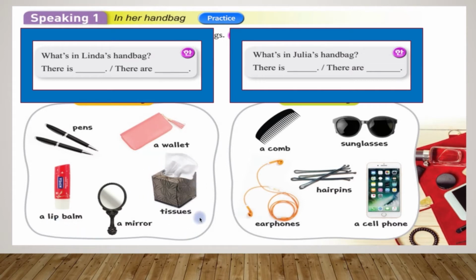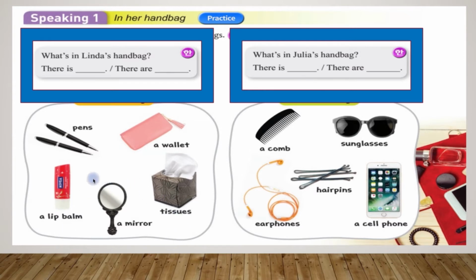And what's in Linda's handbag? There are tissues in her handbag, but that's weird. Who carries that strange tissue box? Well, maybe she's taken some tissues out of the box and is only carrying some of the tissues, not all of the tissues. Interesting. And the last one, what's in Linda's handbag?